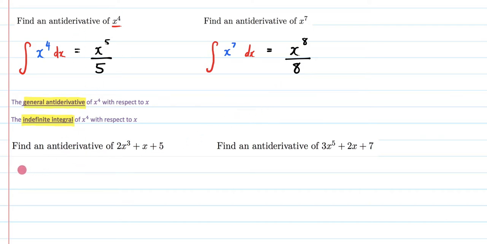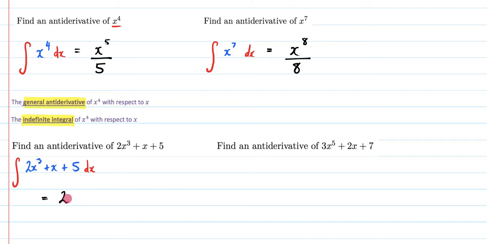So again, what we're going to do is we're going to go this 2x cubed plus... Ooh, let me do this in blue to keep it consistent, shall we? So it's going to be 2x cubed plus x plus 5, then dx at the end. And our answer to this, I might put the answer down here so I don't run out of room.